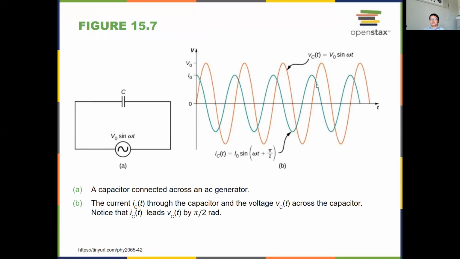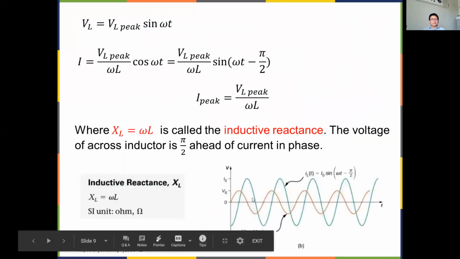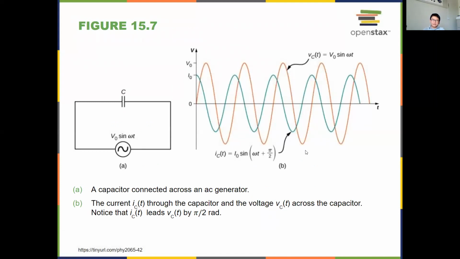by 90 degrees. I think I probably mentioned it wrong for the inductor a couple of slides back. For the inductor, the voltage leads the current. And in the capacitor case, the current leads the voltage by 90 degrees, or pi over 2.